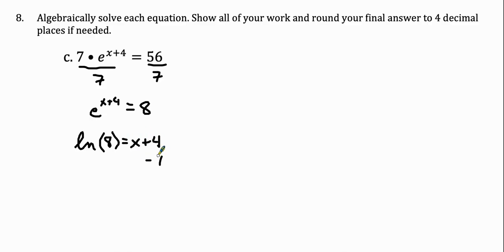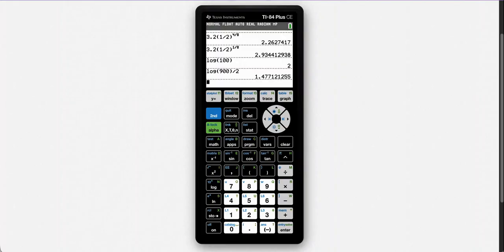To get x by itself, I still need to subtract the 4 over. So I will end up with natural log of 8 minus 4 equals x. And I can put that into my calculator then. So natural log of 8, close my parentheses, and then minus 4. So negative 1.9206. If I round to 4 decimal places, this one would get bumped up to a 6.